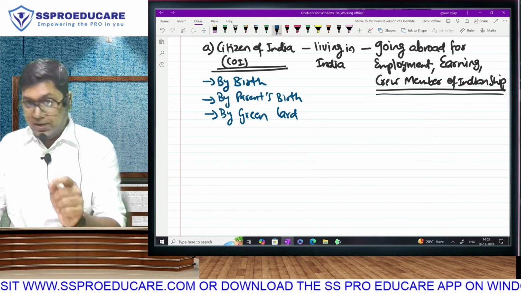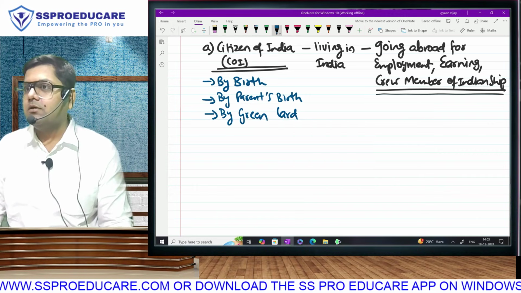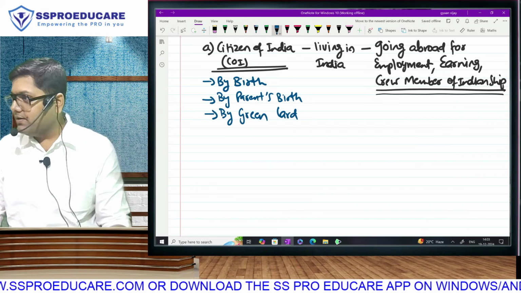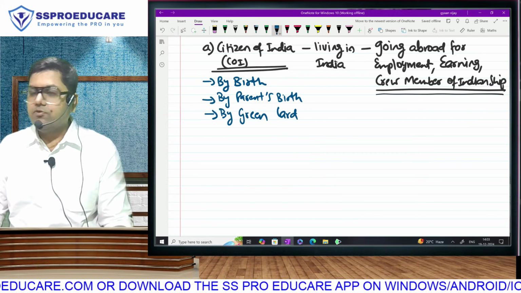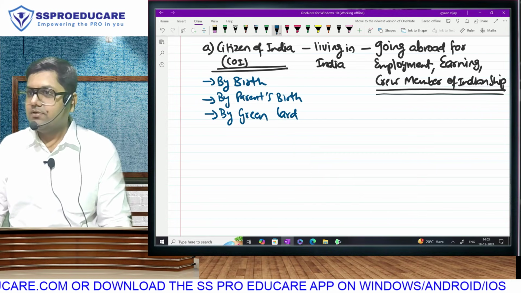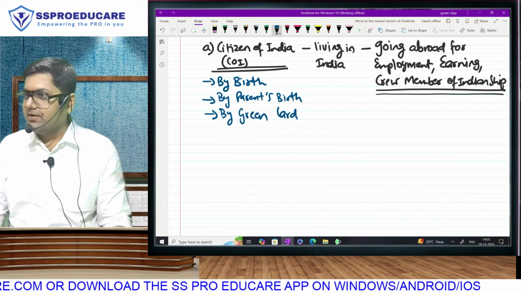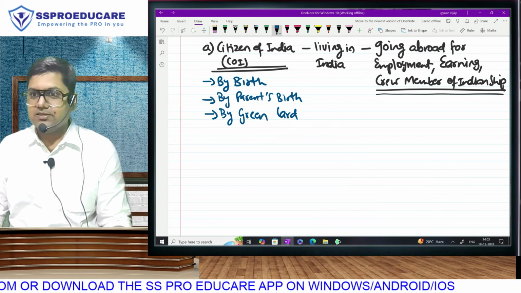Get married to an Indian citizen and permanently settle here. For example, Hardik Pandya's wife. If she married him and permanently decided to settle here, she can get Indian citizenship.